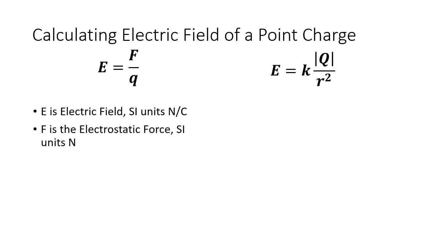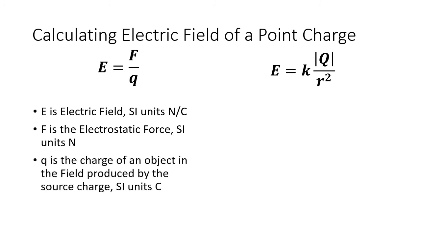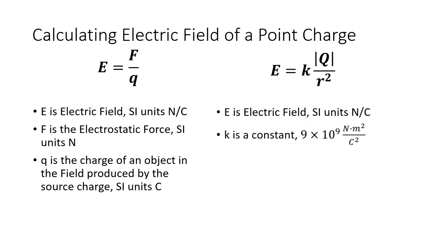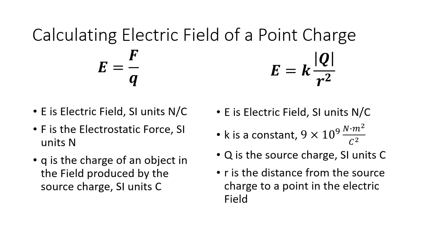So F is the electrostatic force, SI units in newtons. Lowercase q is the charge of an object in the field, produced by the source charge, SI units, coulombs. k is the constant. Uppercase Q is the source charge. So you'll notice that we used a lowercase q as the test charge, or the charge being affected, and uppercase Q for the source charge. r is the distance from the source charge to a point in the electric field.